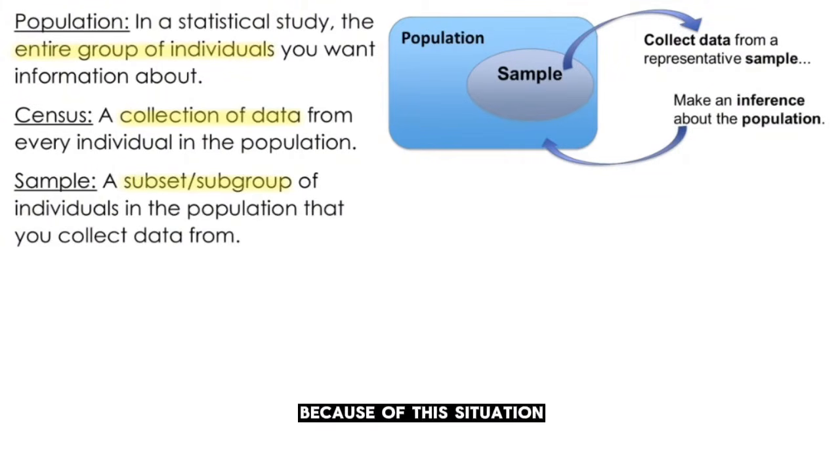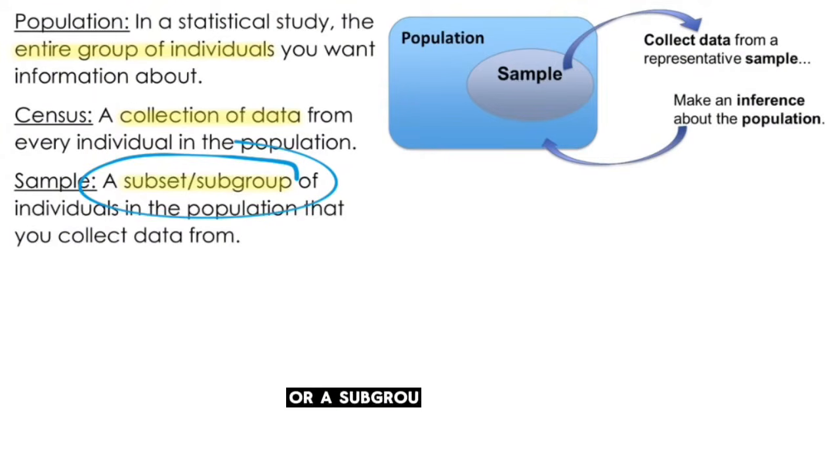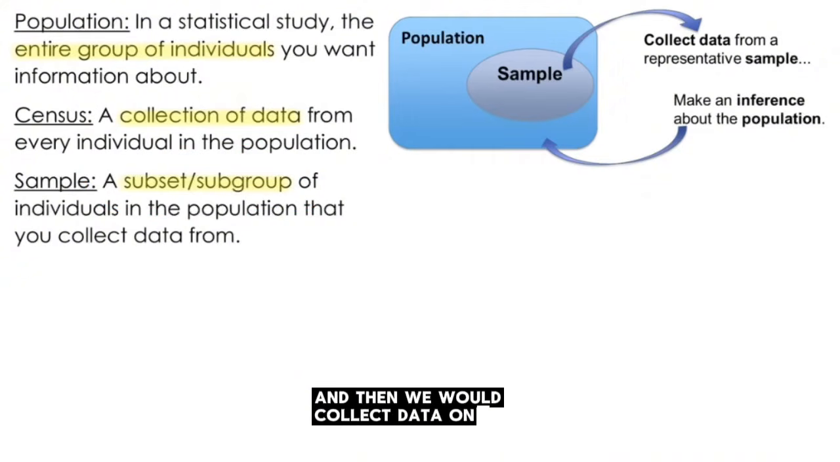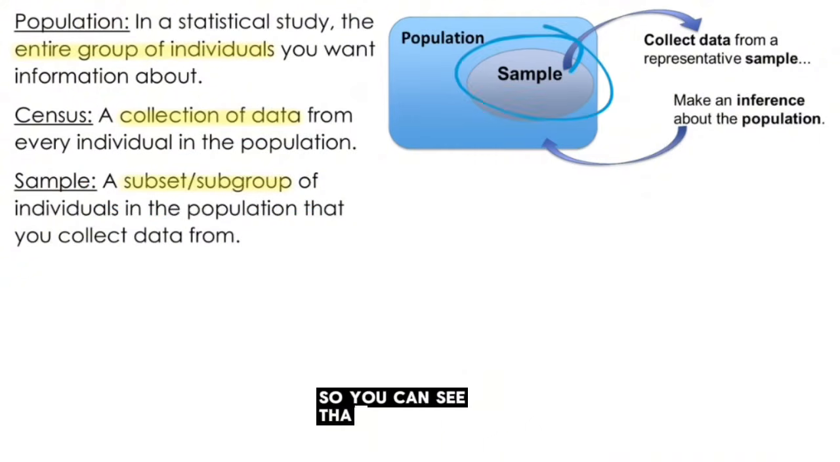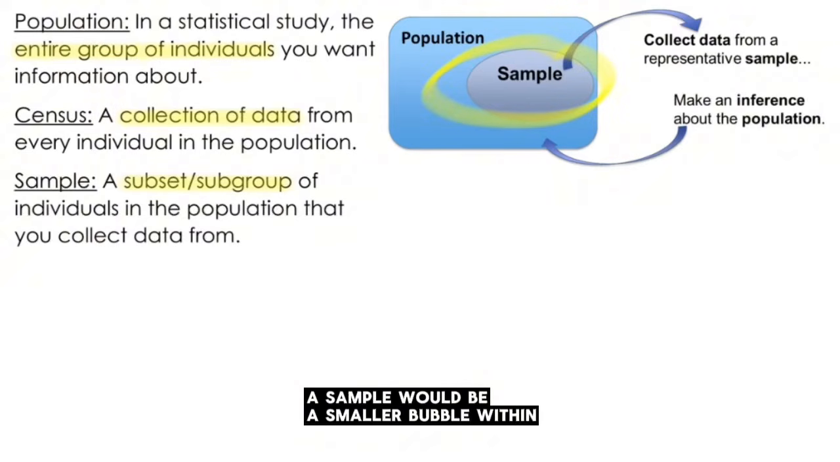Because of this situation, we take what is called a sample, which would be a subset or a subgroup of individuals that come from that population, and then we would collect data on only that sample. So you can see that right over here in the blue rectangle. A sample would be a smaller bubble within the population.